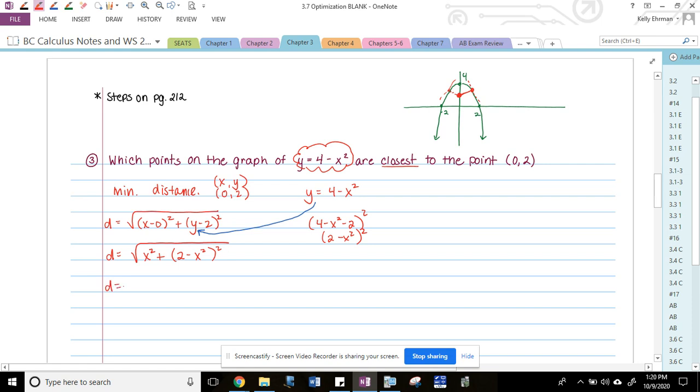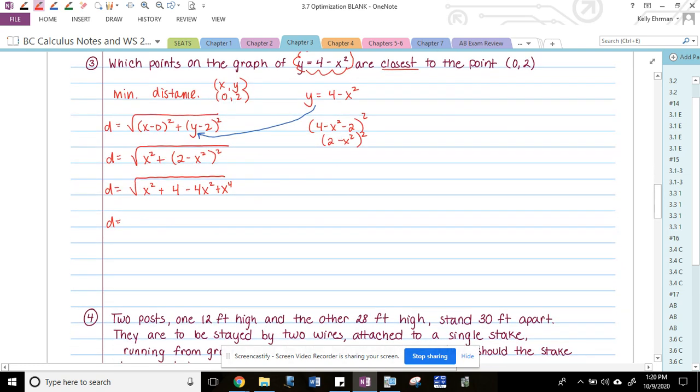And then I should keep working on this. Don't commit a terrible algebra mistake. You're not allowed to square root each part and make it x plus 2 minus x squared. No, you have to FOIL out what you have. So this would become 4 minus 4x squared plus x to the 4th. So what do we have here? We have x to the 4th minus 3x squared plus 4. So here's my distance equation at this point.